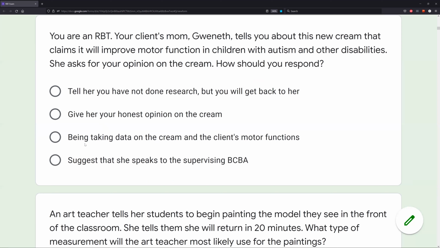So C, begin taking data on the cream and the client's motor functions. Now, you wouldn't do this just off the bat, right? You would wait for an intervention plan or a treatment plan. If Gwyneth chooses to use the cream, this is probably going to be a good idea to at least take data, right? Because we can only give our advice. We can't convince parents to do and not do things, right? If they're going to do something, though, we might as well take data on it. However, you shouldn't just immediately start taking data.